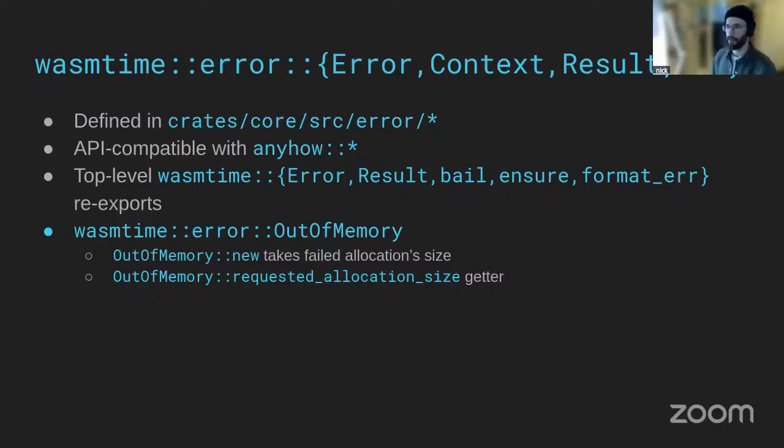And then there's also this out-of-memory error type, whose constructor takes the size of the allocation that failed, and then you can get that later on via this requested allocation size getter, if you want to print, hey, we tried to allocate this much, but it failed.